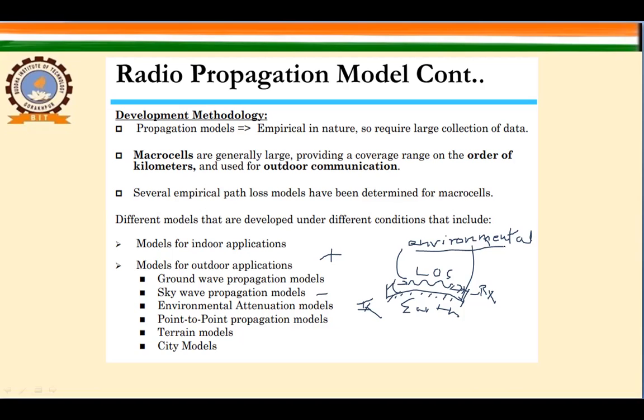So the skywave propagation model is the collection of the ionization layer plus the isotropic layers. Whenever these two layers are combined, they are known as the sky wave layers, and the propagation taking place in these two layers is known as the sky wave propagation model.